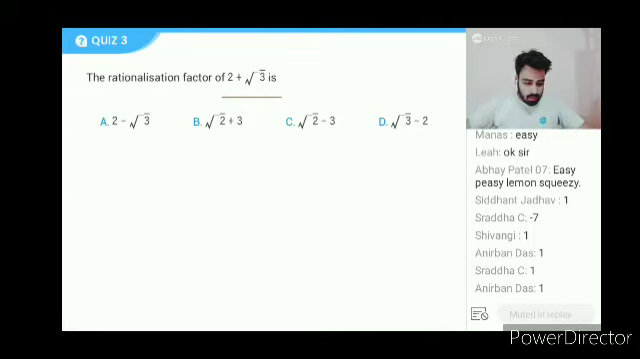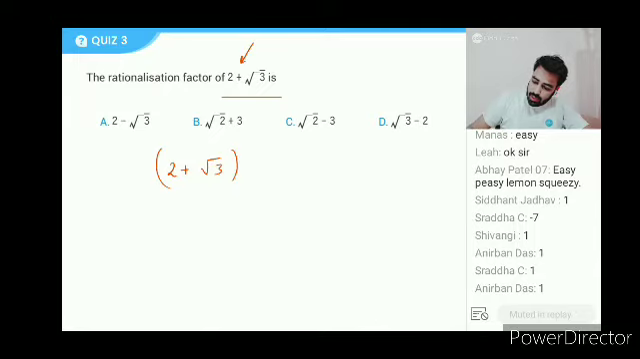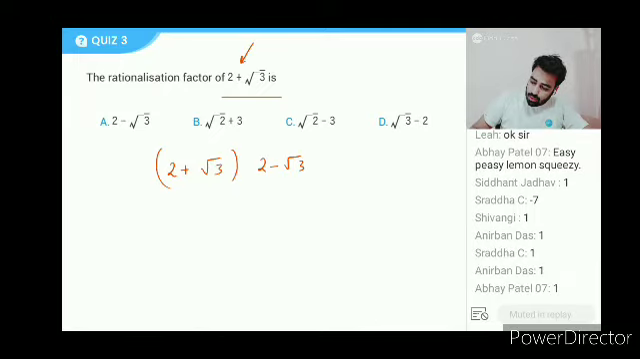Okay, let's start the countdown. 10, 9, 8, 7, 6, 5, 4, 3, 2, and 1. Okay, let's finish it. What was that? 2 plus root 3. Rationalizing factor, just this sign we need to change. So 2 minus root 3.